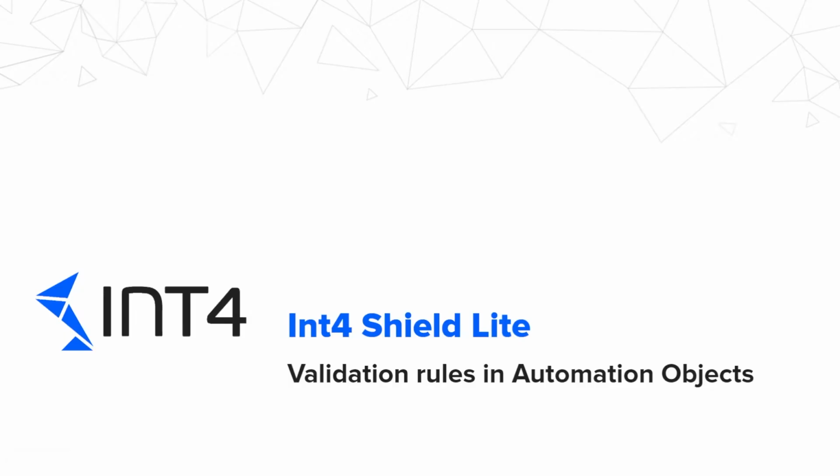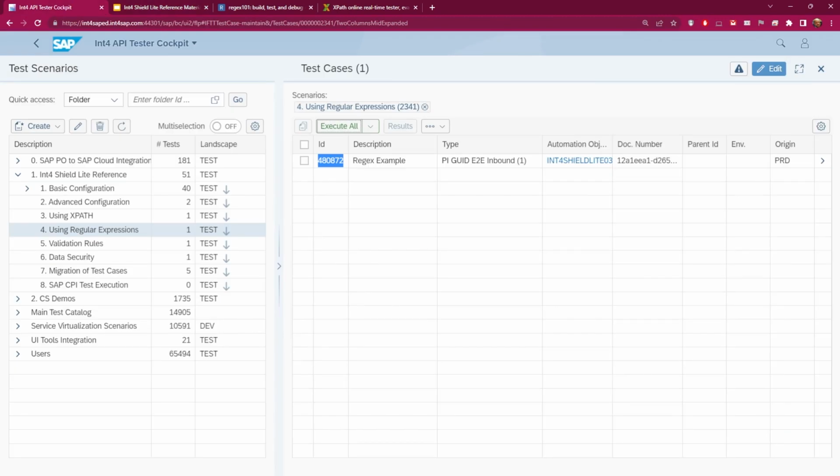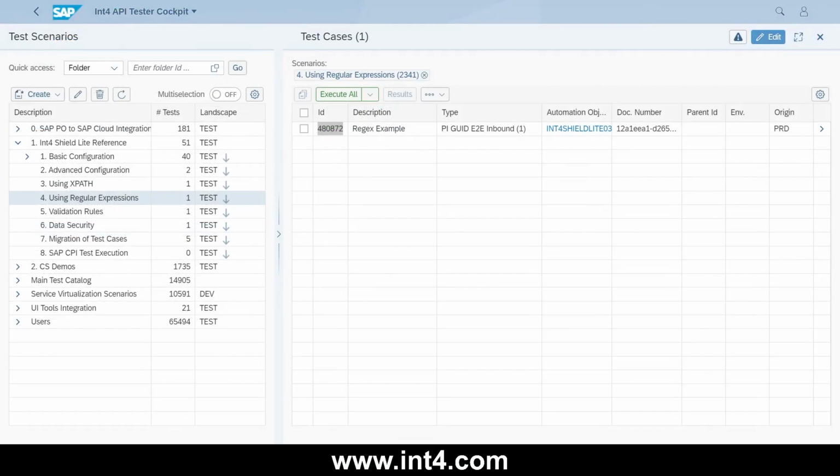Hello. In this session, we're going to look at the validation rules in automation objects. We will first explain why we need validation rules. Then we will see how to define a validation rule in an automation object. And finally, we will show a shortcut version of creating validation rules from the test execution. So let's get to our API tester.